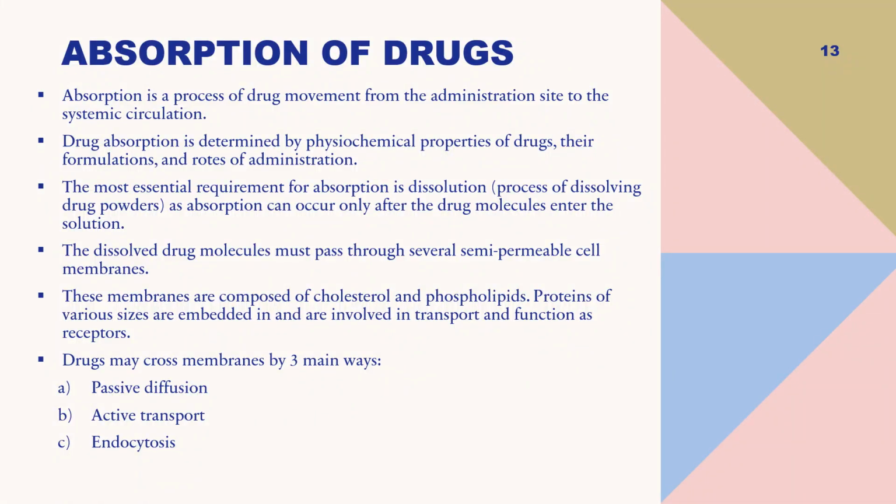So drugs may cross the membrane by three main ways, which are passive diffusion, active transport, and endocytosis. You don't need to know the definitions of each of these, but you can just know that these are the three main ways that drugs are going to cross the membrane. You don't have to be specific, but if it helps you, you can research these on your own.